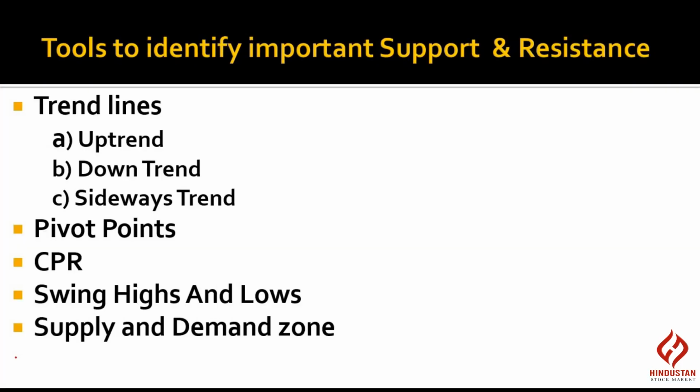Now talking about various tools to identify or mark important support and resistance level, there are many tools which are available to identify important support and resistance level. So here we are discussing some of the important tools, that is trend lines, right, and pivot point. This is one of the most important indicator, and the CPR, central pivot range, swing highs and swing lows, supply and demand zone. So now let us discuss each of these tools in detail, right?